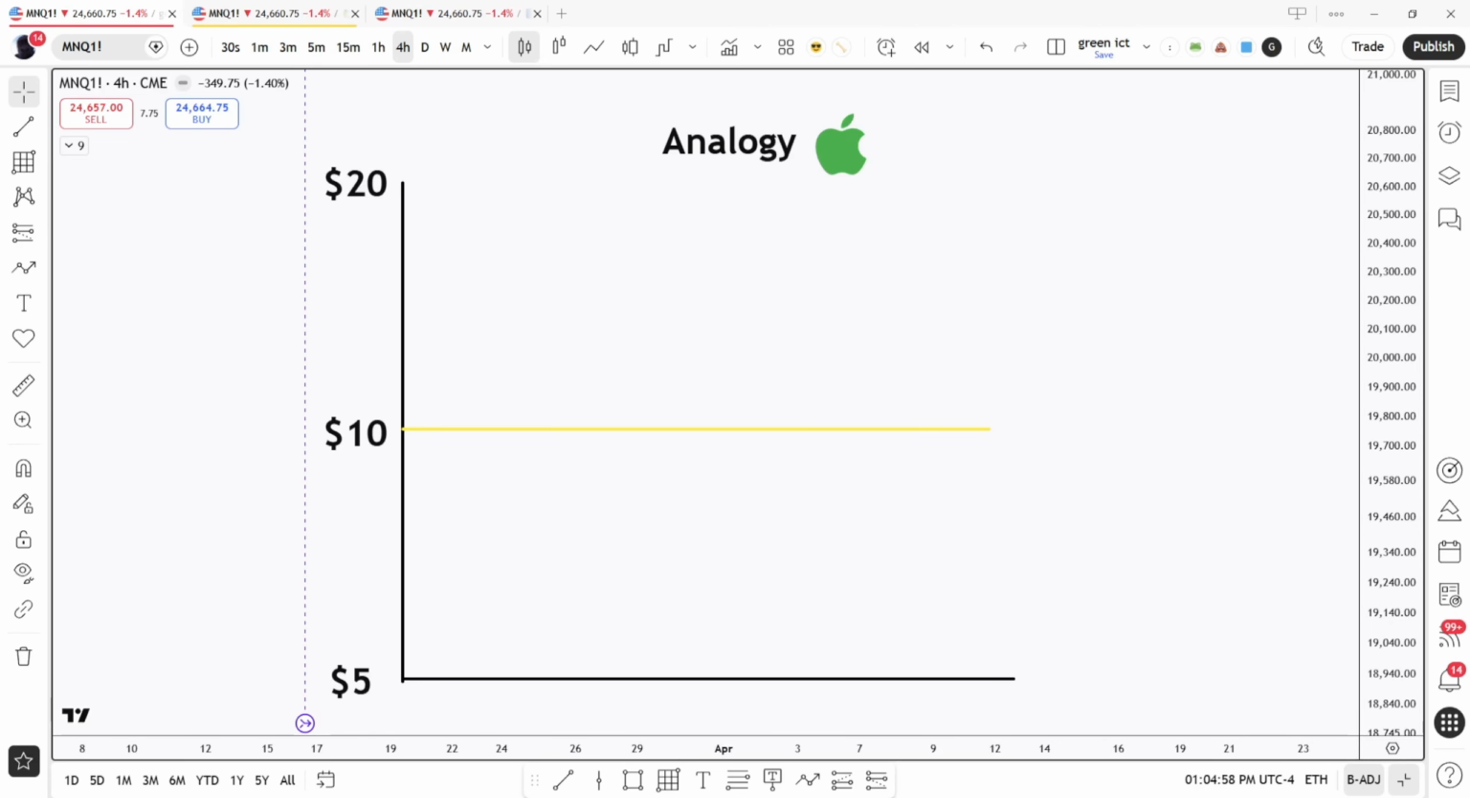Alright, so we're going to use a real world analogy example. And let's just keep it real simple. Let's say we're talking about apples, and usually the fair price of an apple is $10. So this is going to be the fair price, fair value. And that's kind of just the long-term average of what apples tend to cost.